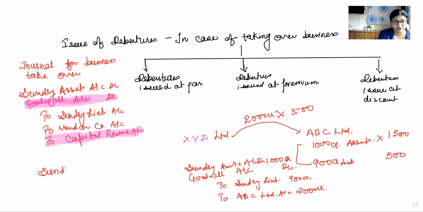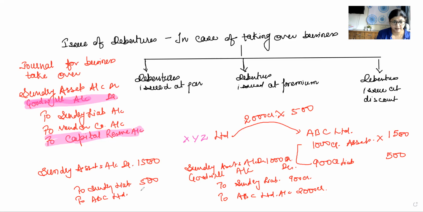So I will write sundry assets account debit rupees 1500. I will write to sundry liability rupees 500. I will write to ABC Limited 500. Now what do I see? My entry is not tallying. Now this time, what is greater? My debit side is greater, and I am paying less amount to the company ABC, which is a vendor company.